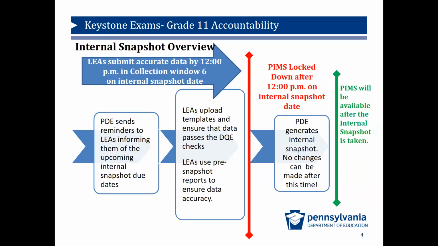After the deadline, PIMS locks down temporarily to take the internal snapshot and generate the data file that will be sent to the testing vendor's match to master window. There can be no corrections made after this time. Once PIMS reopens, LEAs can run their snapshot reports and accuracy certification statement.